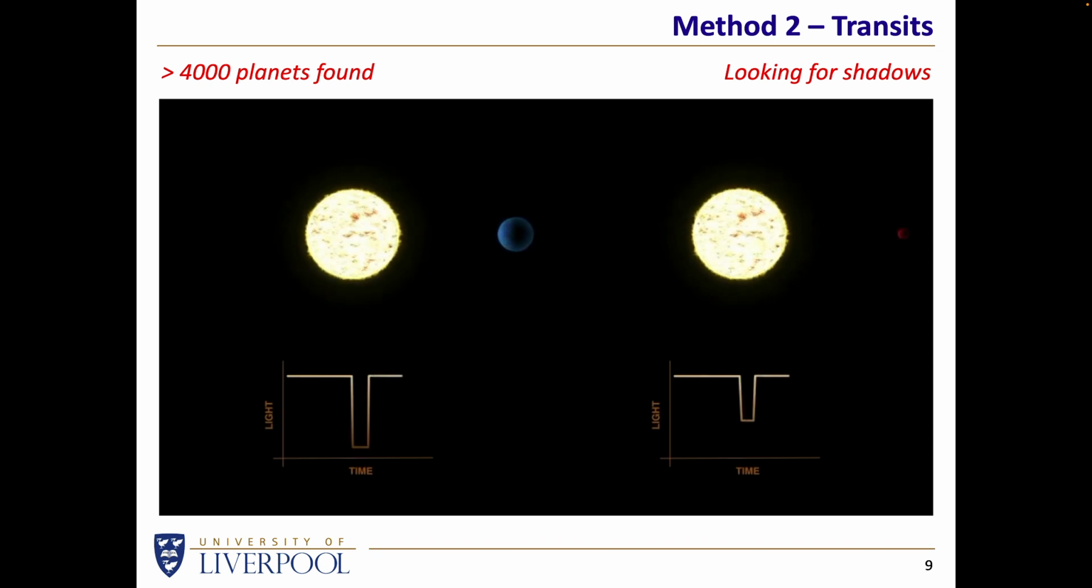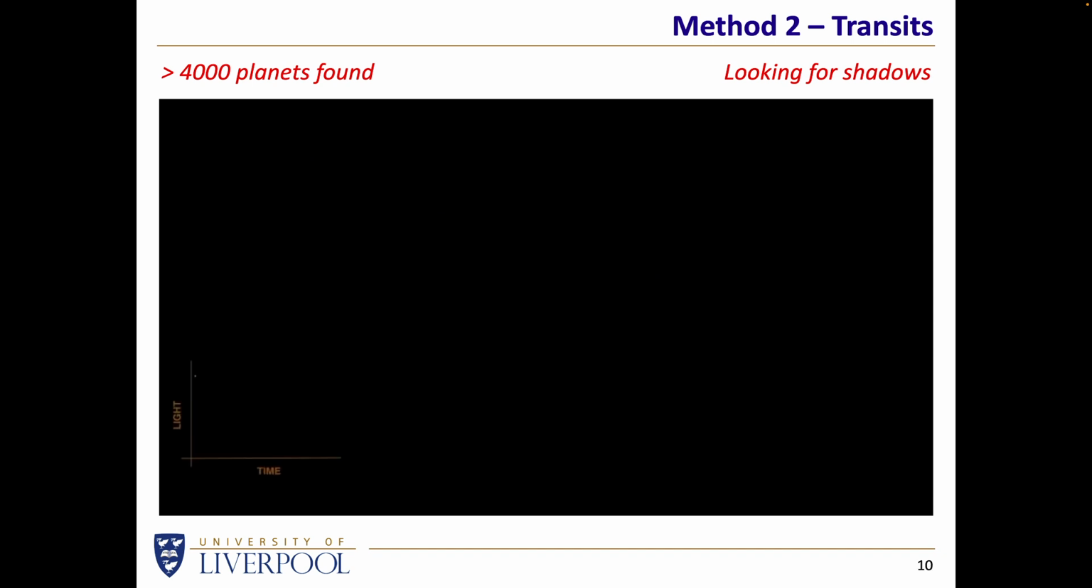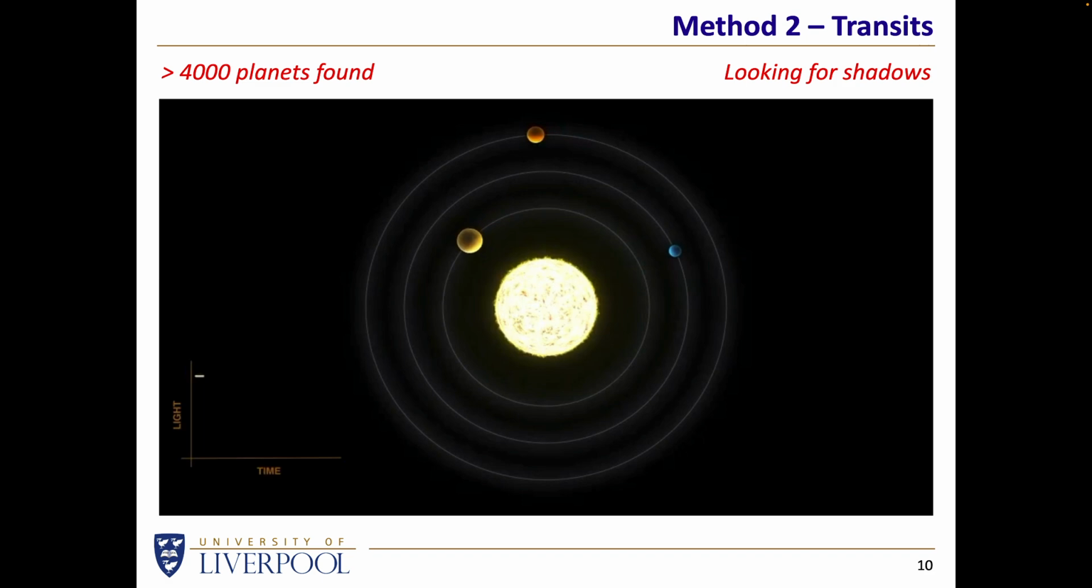All of this assumes that we know what the size of the star is in the first place, which is why we need to look at the spectrum of the star to work out what type of star it is and get an idea of what its radius might be. And from that, we can deduce the size of the planet that's blocking the light. It works for multiple planets.